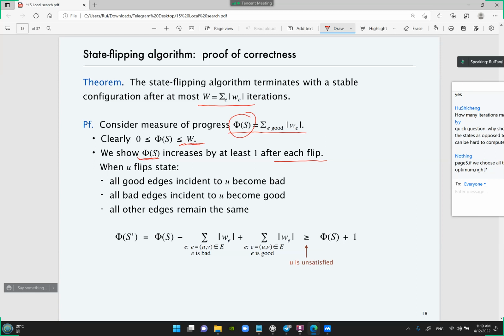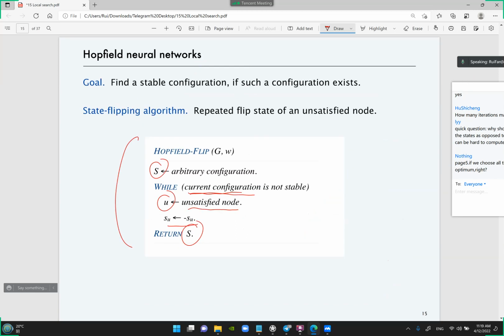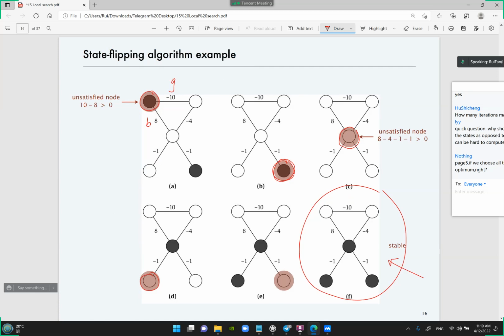So the way to show that this phi increases after each flip is what we saw earlier. If we go back to this example, when you flip this node, previously this was a good edge, and this was a bad edge. Wait, is that right? I keep forgetting which way this goes. If it's negative, they want to have the same state. So this was a bad edge, and then this was a good edge. Sorry, I got confused there. I keep messing up which edges are good or bad, because it's kind of weird how they define this. If it's a negative weight, then you actually want these two nodes to have the same state.